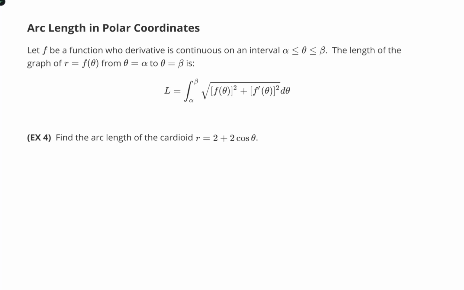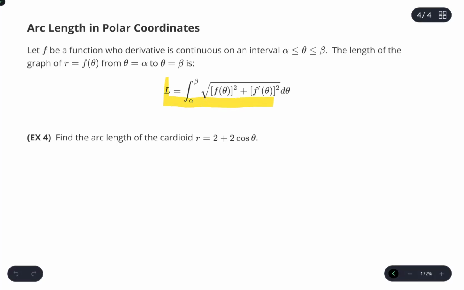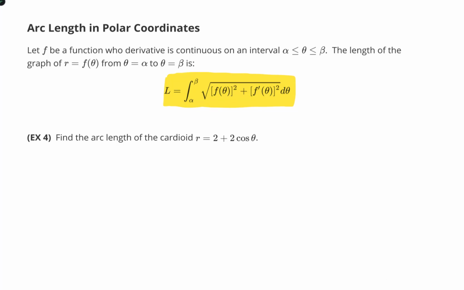So here's the formula. Let f be a function whose derivative is continuous on an interval from an angle measure alpha up to an angle measure beta. The length of the graph of r equals f of theta from theta equals alpha to beta is L equals the integral from alpha to beta of the square root of f of theta squared plus f prime of theta squared d theta.